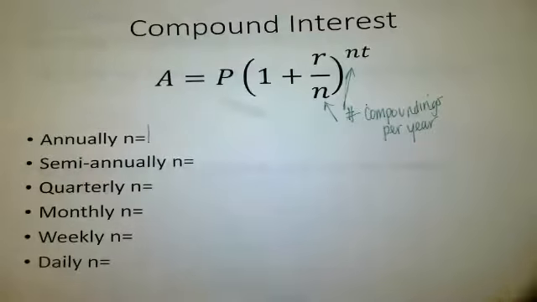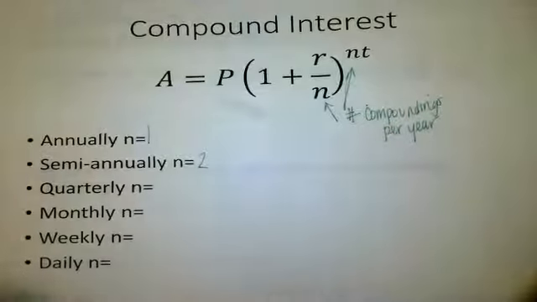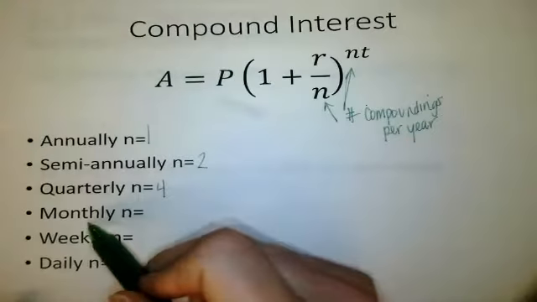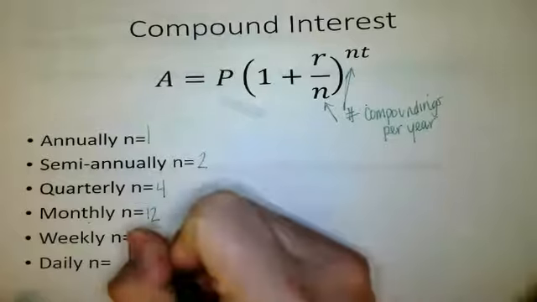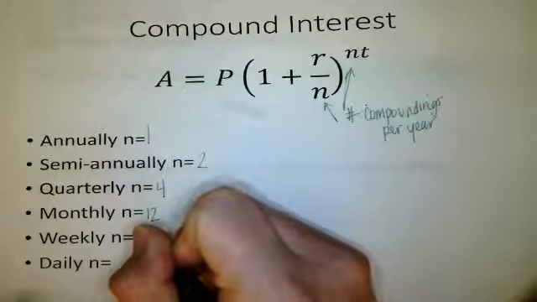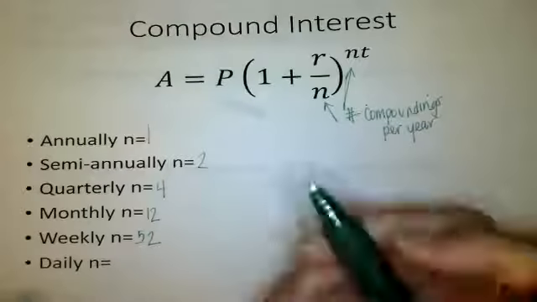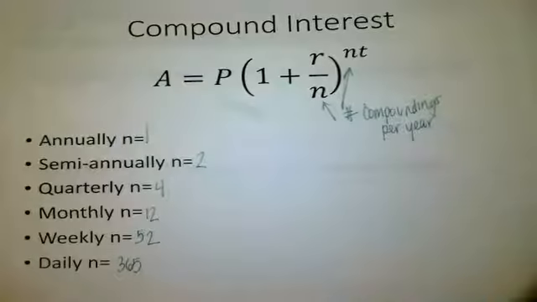Semi-annually is how many times per year? 2 times per year, so N equals 2. Quarterly is how many times per year? 4 times per year. Monthly would be 12 times per year. Weekly would be 52 times per year, and daily 365 times per year, roughly. Okay, these are the common conversions for that.